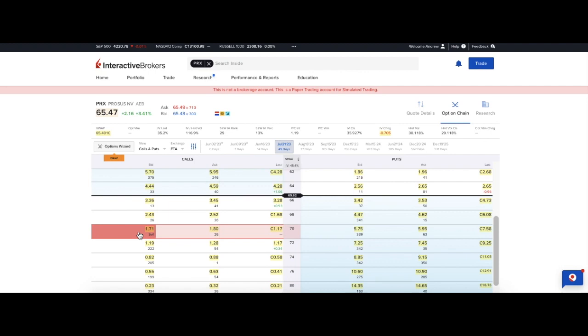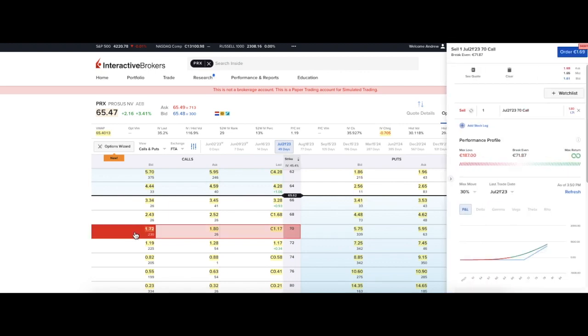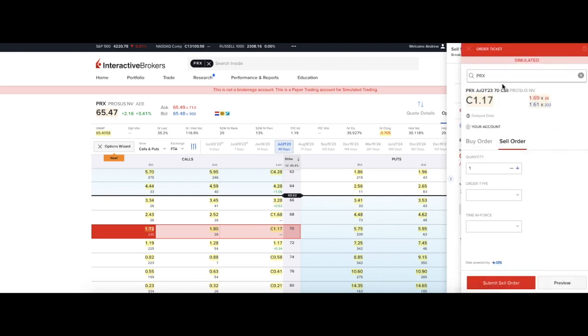So we want to sell a call, and this is how you would do it. I press the sell button, sell side over here. Ignore this stuff here. This is Interactive Brokers giving you some more information about what you're actually trying to do here. I'm just going to press the order button at the top.